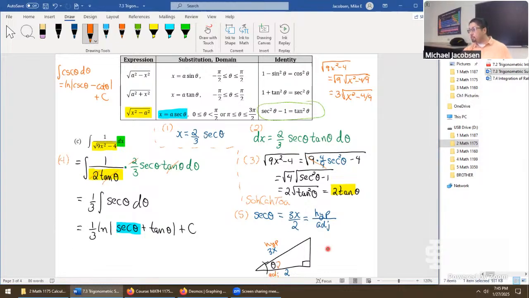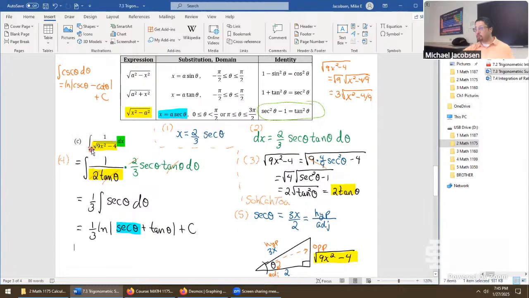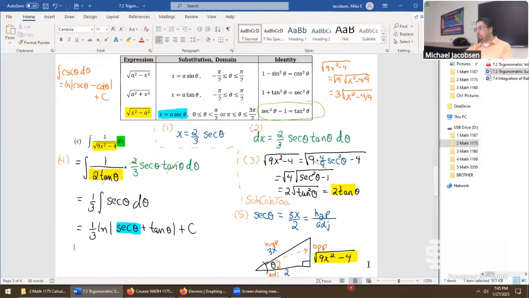Adjacent to where you place theta. This is the opposite side, opposite to where you place theta once again. And my claim here is that the opposite side should be the square root of 9x squared minus 4, which came from the original integrand, that denominator there. You always want to double check that because this would be another internal check in the process.